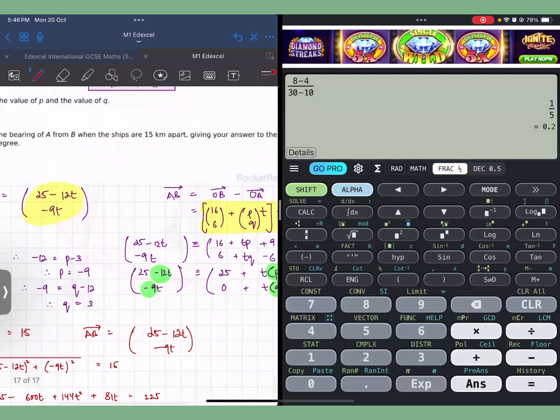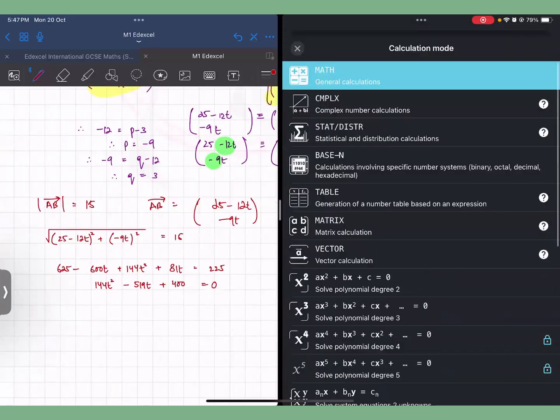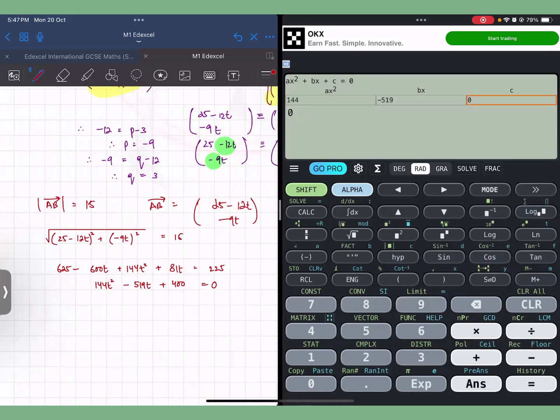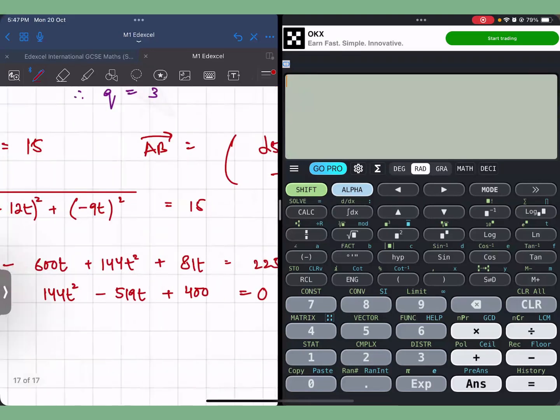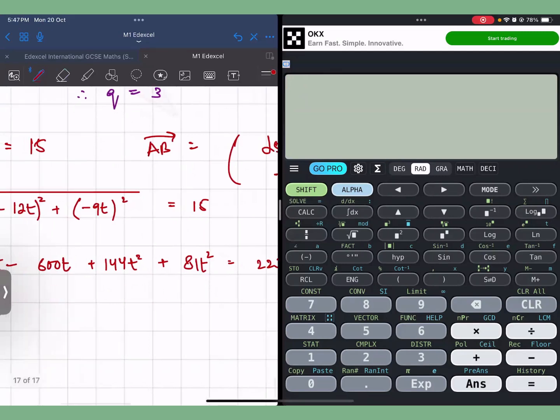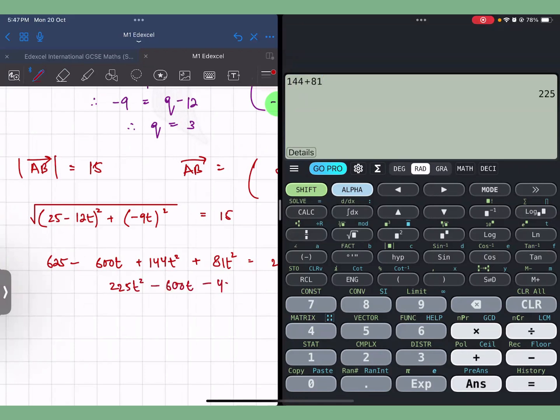What do you want? Find the bearing when the ships are 15 kilometers apart. First we will find the vector. This doesn't seem right. Let's check the working. 25 squared is 625, good. 2 times 12 times 25 is 600. And 12 squared is 144. And minus 9t whole squared will be 81t squared. So this would become 144 plus 81, 225t squared minus 600t, and minus 225 plus 225 is equal to 0.